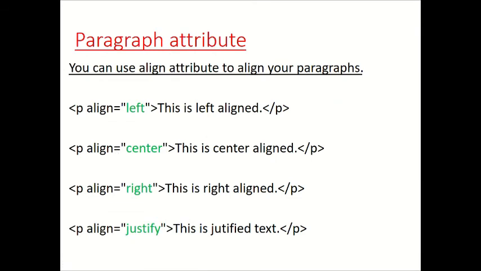Paragraph attributes. Paragraphs have attributes. You can use the align attribute to align your paragraph. We have align left here, which will render the text, or anything that you wrap up in a paragraph, to the left side of your screen. We have the centered paragraph attribute. It will render anything that you wrap up in your P tag here to be centered on your screen. We have the right, to stay on the right side of your screen. We have the justify, to justify the text.